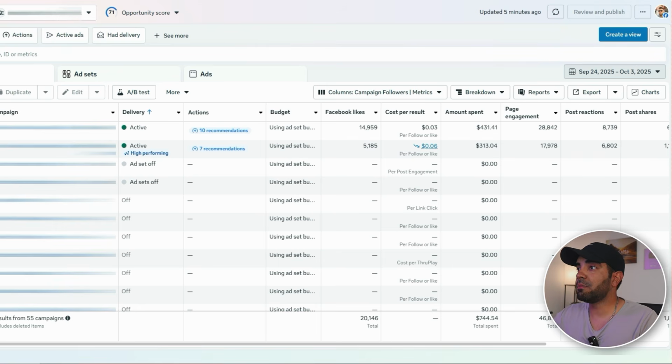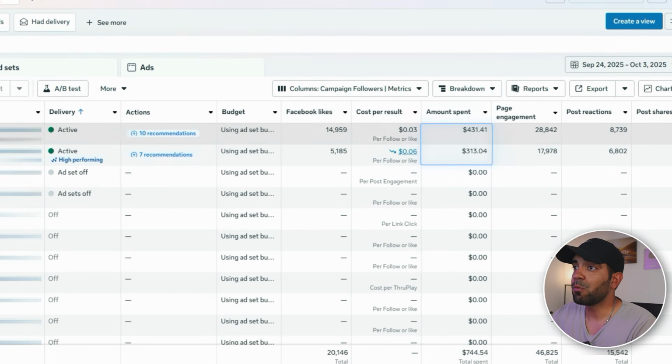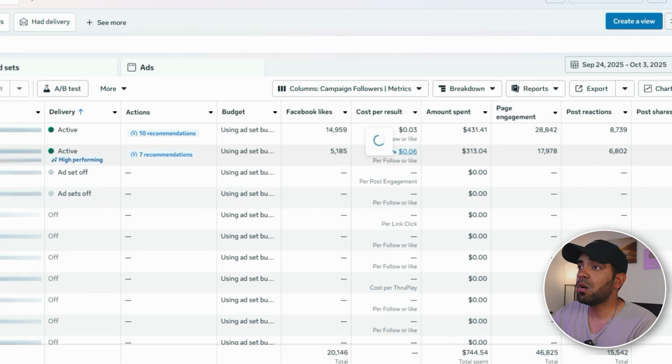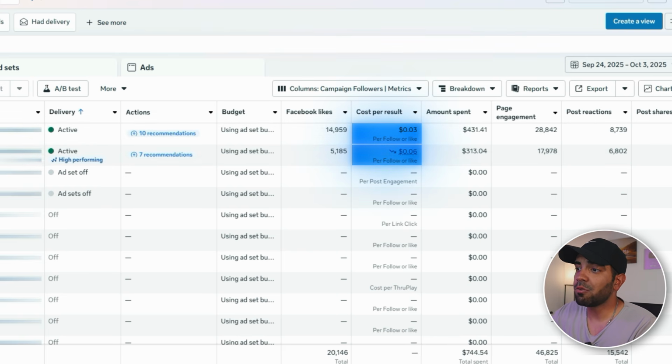So just in the past couple of days, a little bit over a week, you can see that we have spent just a little bit over $744 on follower ads. We're running 2 specific campaigns, one at 6 cents per follower and the other one at 3 cents per follower. And we have gathered over 20,000 followers in just about a week, I would say. And this is from testing a lot of different ads.